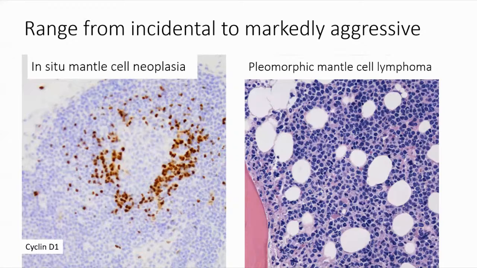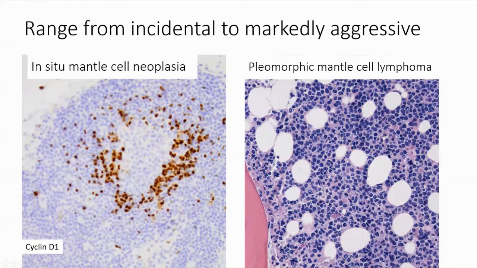Like as you mentioned, you have this indolent circulating form. You can also have these completely incidental forms in a node that otherwise looks normal, which we now call in situ mantle cell neoplasia, which will still have that t(11;14) translocation and cyclin D1 expression. We're probably not going to see it unless you happen to stain this lymph node for cyclin D1. And that's called neoplasia because it's not a true lymphoma. Of course, then we range all the way from the H&E section of the pleomorphic mantle cell lymphoma I showed you earlier, to this, which is just diffusely replacing the bone marrow, 100% Ki-67 proliferation rate, and a very fulminant course.